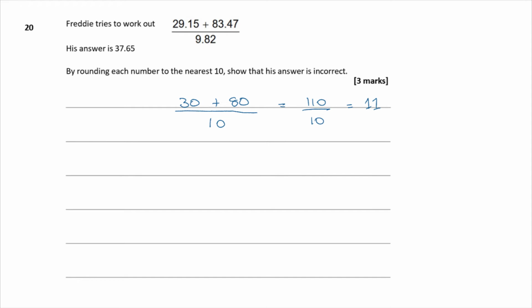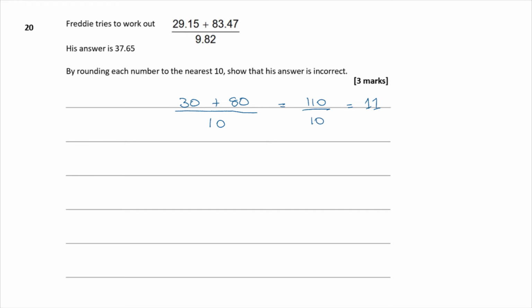So we worked out that an estimate of this number is 11. Now he got the answer 37.62, which is 3 times bigger. We can use our estimate, which is going to be pretty close to the answer, and say his answer is well out. If 11 is close to the answer, then 3 times as large is not going to be close to the answer.